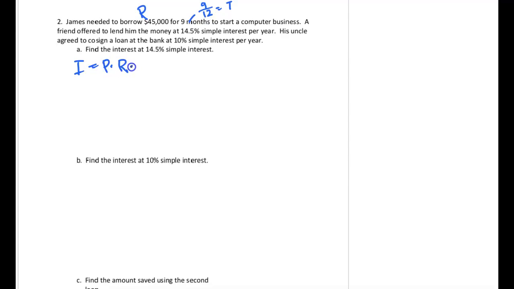And again, you'll see me start out with that formula most of the time, finding the interest. The principal was $45,000. In this case, the rate as a decimal would be 0.145, and it is the same if you write 0.145. And we already talked about our time being 9/12. We can put all of this together.